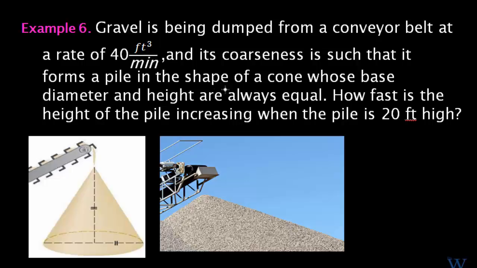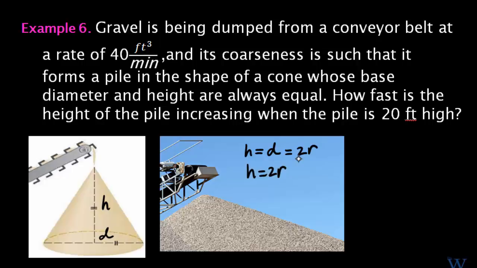Okay, it says that it's the shape of a cone whose base diameter and height are always equal. How fast is the height of the pile increasing when the pile is 20 feet high? Let's let this be your height, and this be your diameter. So what is the relationship? The relationship is that h is always equal to d. Or since d is twice the radius, that means the height is always twice the radius.